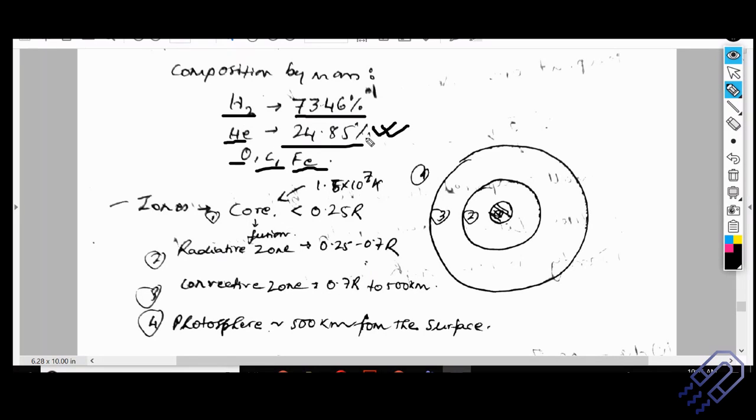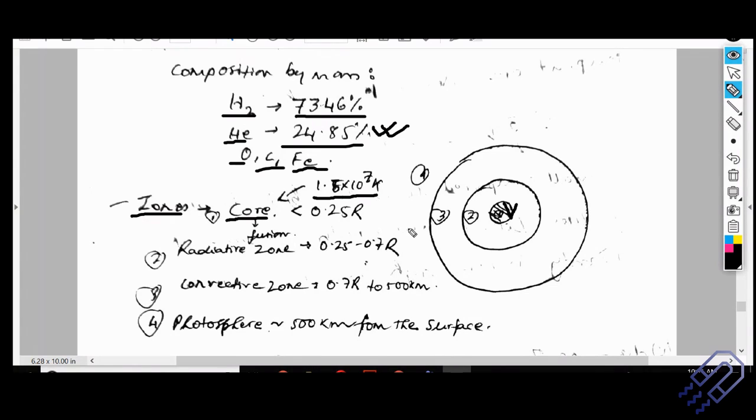If you want to divide the sun into zones, there are usually 4 zones. This is the first zone, which is basically called the core. The temperature of the core is 1.5 into 10 to the power 7 Kelvin. I think you understand that the reaction that happens in the core is the reason this enormous amount of energy is being given out by the system.